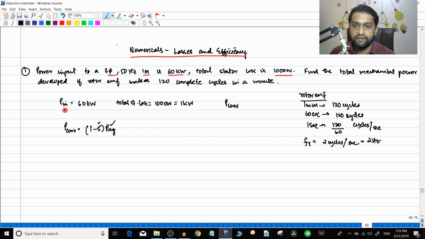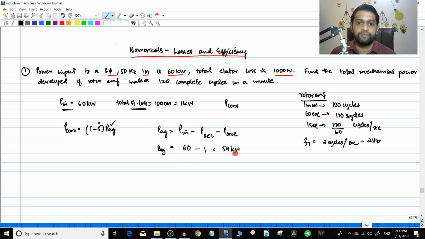The input power is 60 kilowatts and the total stator losses are 1 kilowatt. So you can clearly see PAG will be equal to P input minus P stator copper loss minus P core loss. These two values together are given as 1 kilowatt. So this value will be equal to 60 minus 1, therefore this will be 59 kilowatts. PAG value will be equal to 59 kilowatts.